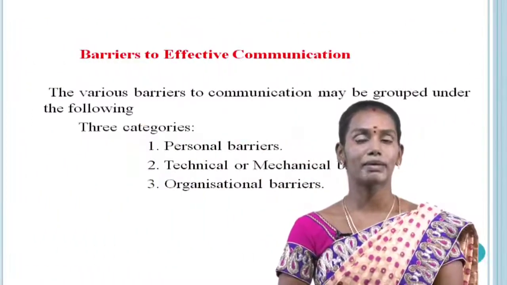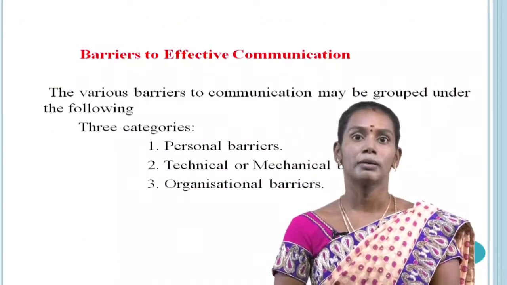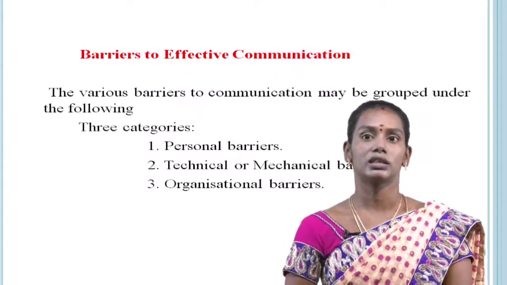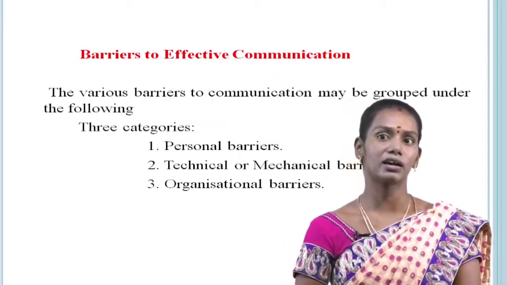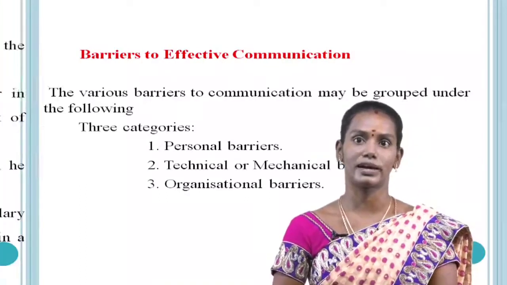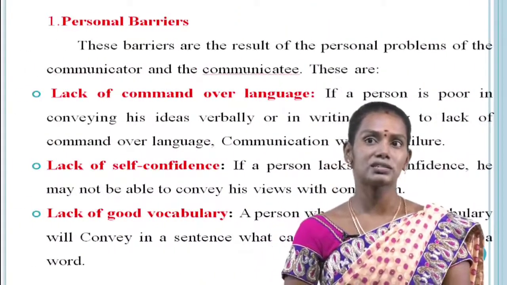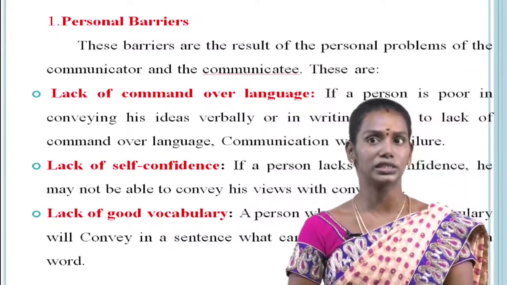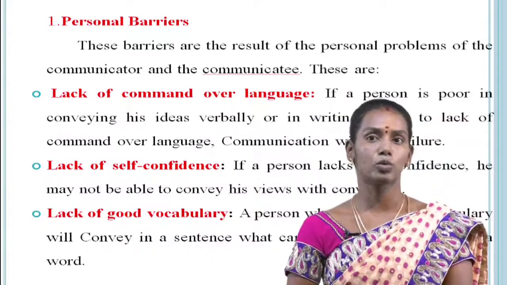The other one is barriers to effective communication. Barriers to effective communication are divided into three categories. That is personal barriers, technical or mechanical barriers, and organizational barriers. Personal barriers. These barriers are the result of the personal problems of the communicator and the communicatee. These are lack of command over language.